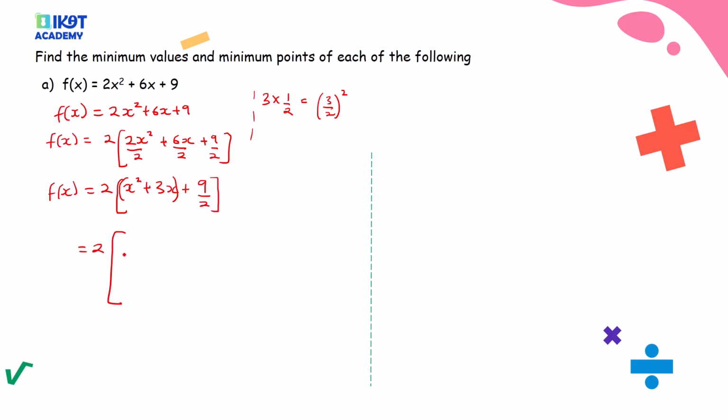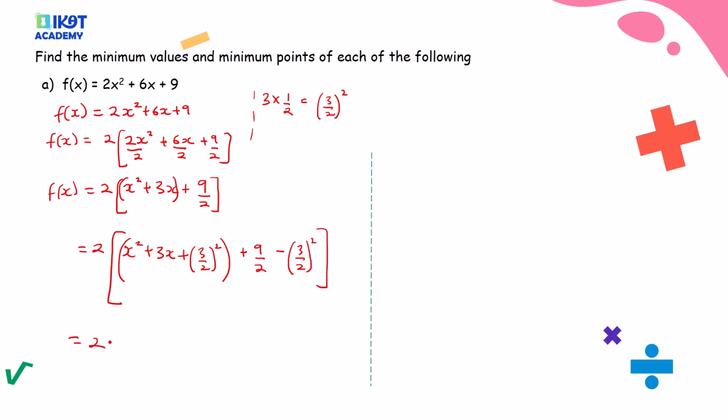We now have to make a bigger bracket. x squared plus 3x. Then now we add this plus 3 out of 2 squared. We now close this bracket plus 9 out of 2. Then we subtract it. We add it and we subtract it. That is the main concept here.